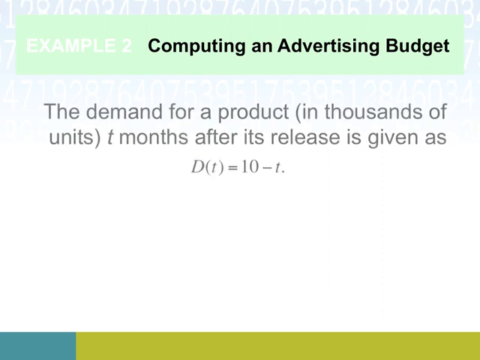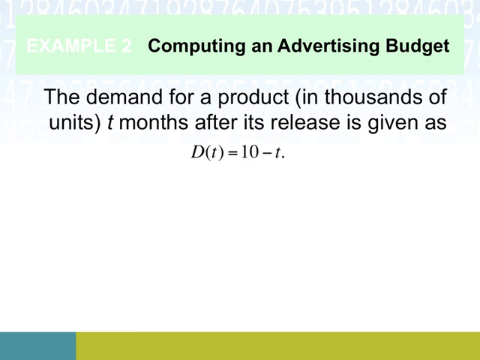Okay, so to get to an example that's more in line with our business and economics goals here, we've got one that you'll have to bear with me, just keep a little track of. So we've got demand for a product, and instead of being in terms of its price, we've got demand in terms of time. So this is how many units will be sold T months after its release.